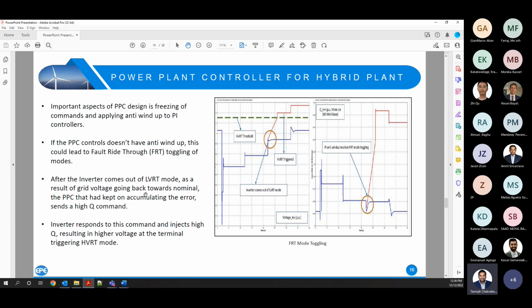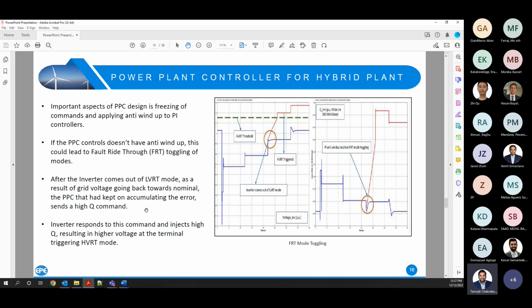So in this case, what had happened is once the inverter comes out of the LVRT mode, the plot here in red is actually right on top of the blue till this point. As a result, the PPC had kept on accumulating this error when it was frozen. Because the error into the PI controller, the integrator, was not flushed to zero, once this inverter came out of LVRT mode, it sends a huge Q command.